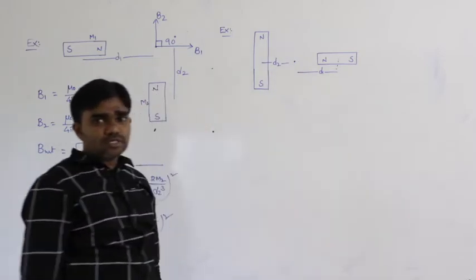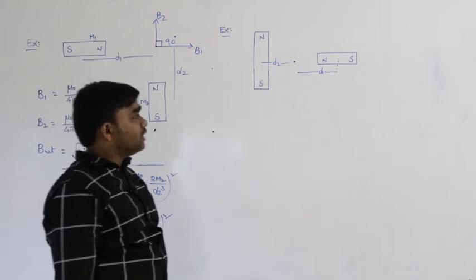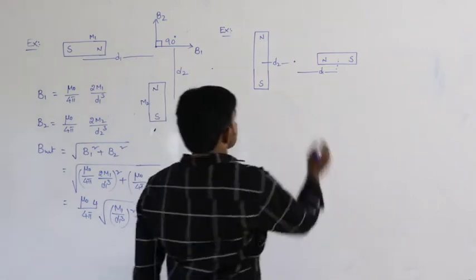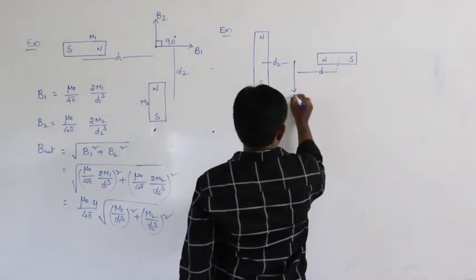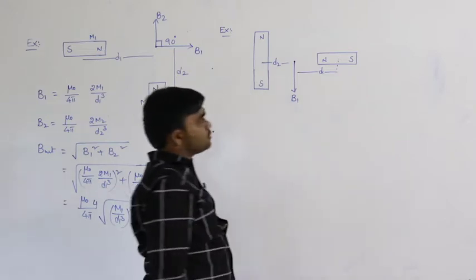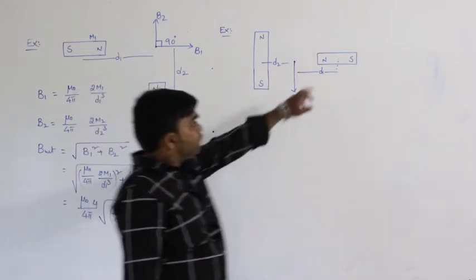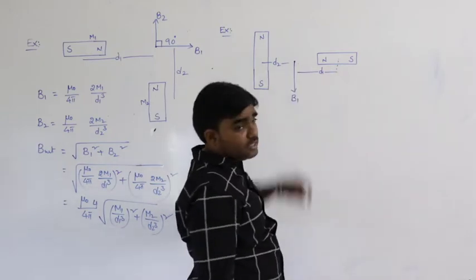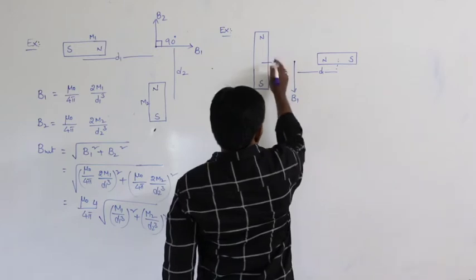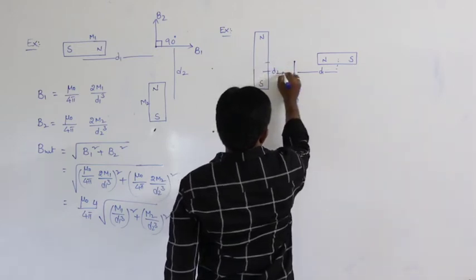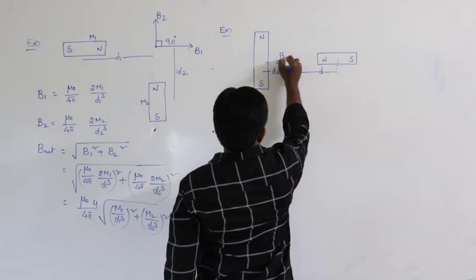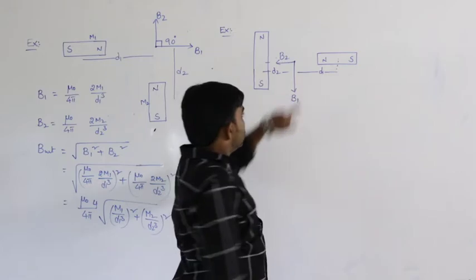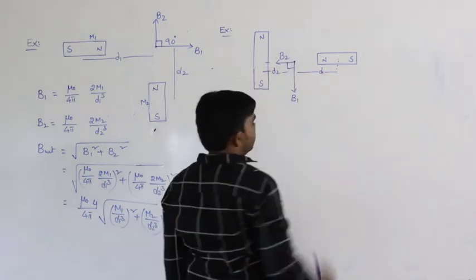On the equatorial point, what is the direction of the intensity of the magnetic field? From north to south. So that is why the direction is like this, this is B1. And for the second magnet, this point is the axial point, so let us say the direction of the magnetic field is B2 like this. This is B1 and this is B2. The angle between these two is 90 degrees.